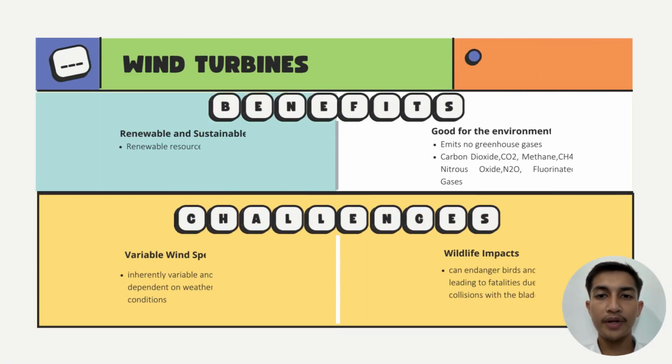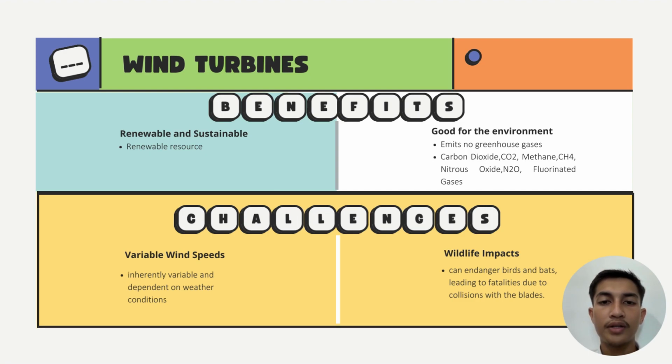One of the primary benefits of using wind turbines is that they are renewable and sustainable. Wind is a renewable resource that is abundant and infinite, making wind turbines a reliable long-term energy solution. Unlike fossil fuels, which are finite and deplete over time, wind is continuously replenished, ensuring a consistent supply of energy. This makes wind turbines a reliable and sustainable long-term energy solution.